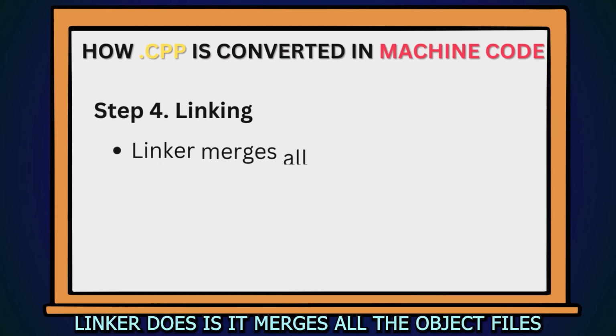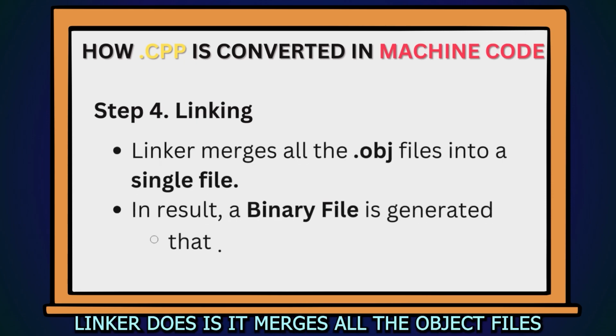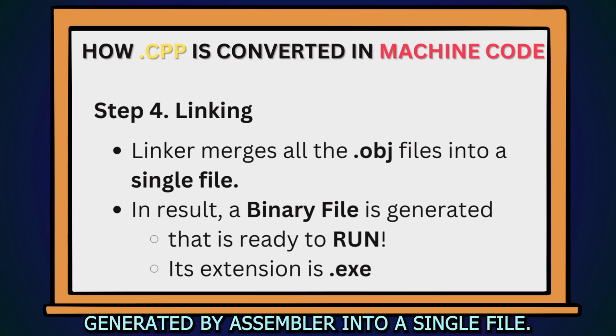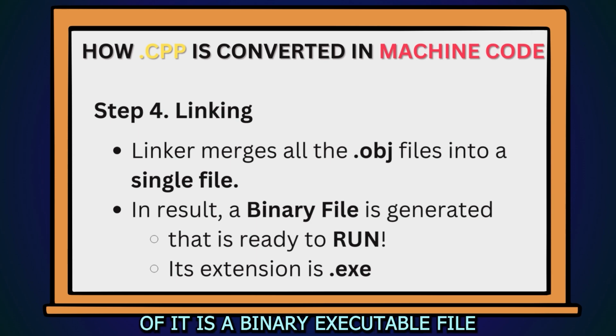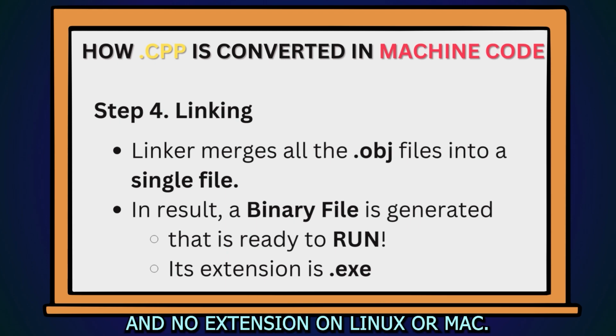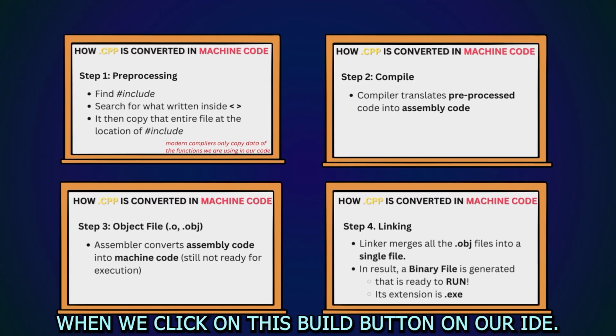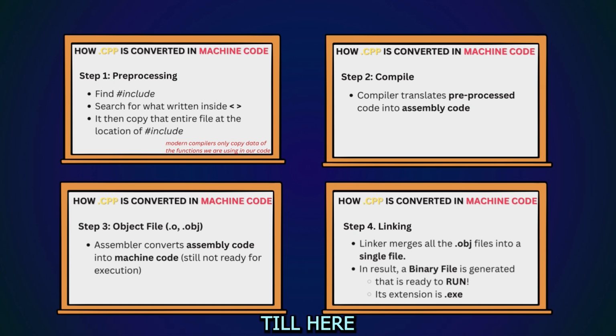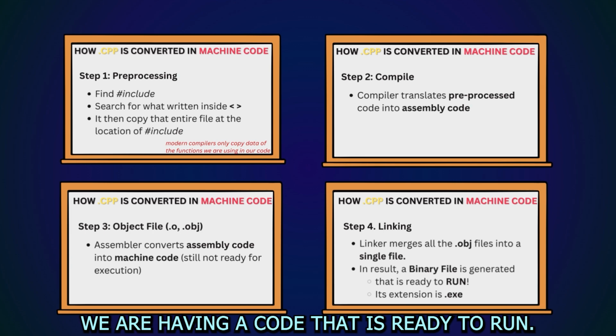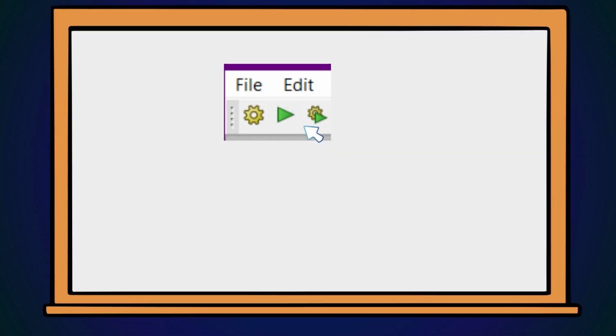So what the linker does is merge all the object files generated by the assembler into a single file, and the result is a binary executable file with a .exe extension on Windows and no extension on Linux or Mac. These four steps happen when we click on the build button in our IDE. Till here, we have code that is ready to run.